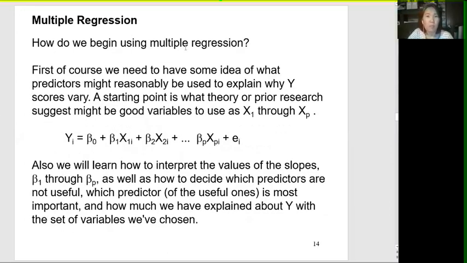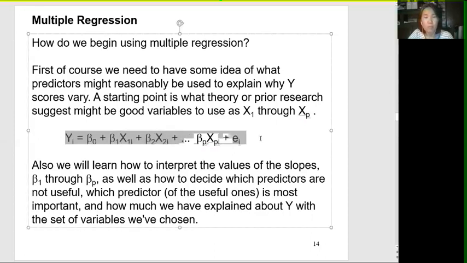All right, here, multiple regression. So this is the population model. Beta 1 through beta p are the slope regression coefficients. Beta 0 is the y-intercept.